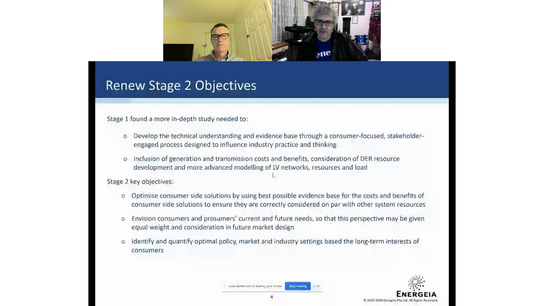What we were really trying to do with this was almost look at a utopian future. What is the optimum level of DER in the grid as a whole that gives consumers the most choice, but that is also cost effective? What's the most cost effective way to reach an optimal level of DER in the system?